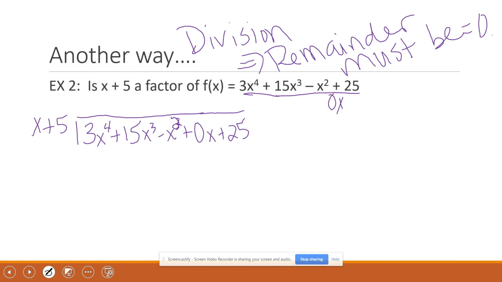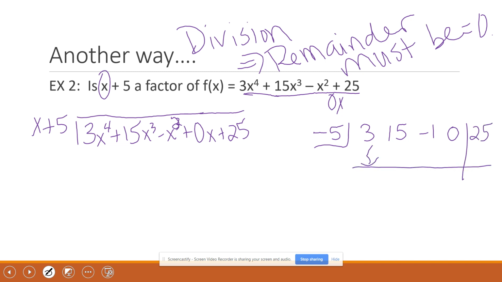The other method that we could do for this is the synthetic or shortcut division, because this is just a single x to the first power. And so for this division, we'd be starting with negative 5, 3, 15, negative 1, 0. So we have 3 that we're dropping down. Times 3 is negative 15. 15 minus 15 is 0.